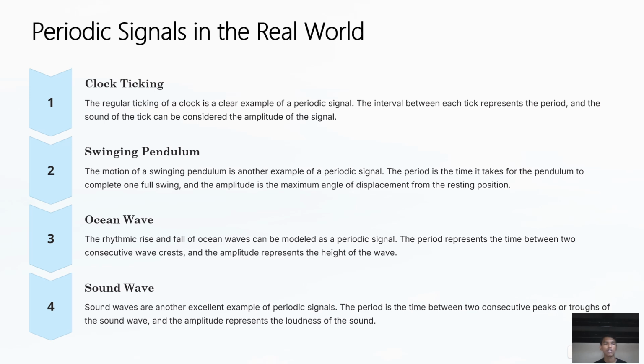Sound wave. Sound waves are another excellent example of periodic signals. The period is the time between two consecutive peaks or troughs of the sound wave, and the amplitude represents the loudness of the sound.